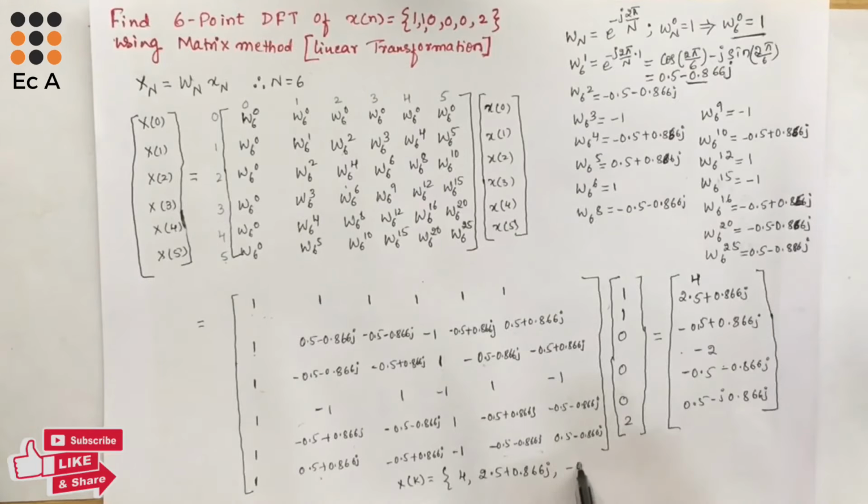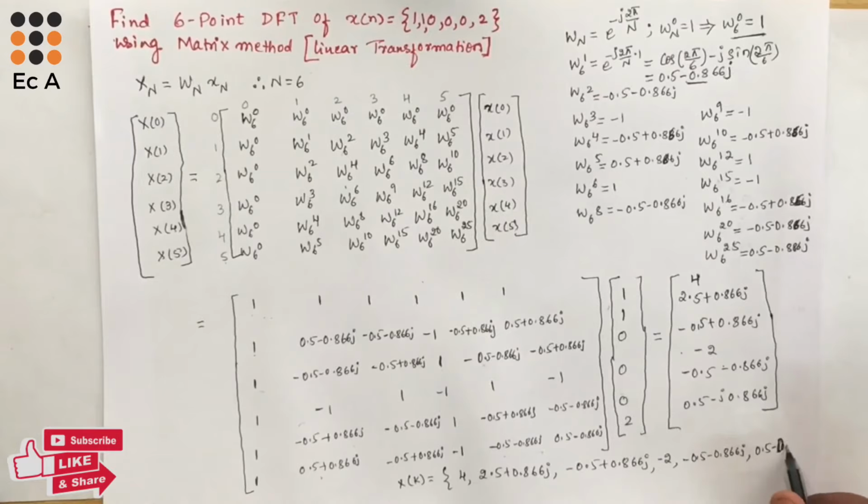minus 0.5 plus 0.866j, minus 2, minus 0.5 minus 0.866j, 0.5 minus 0.866j. So this is the DFT for the given sequence.